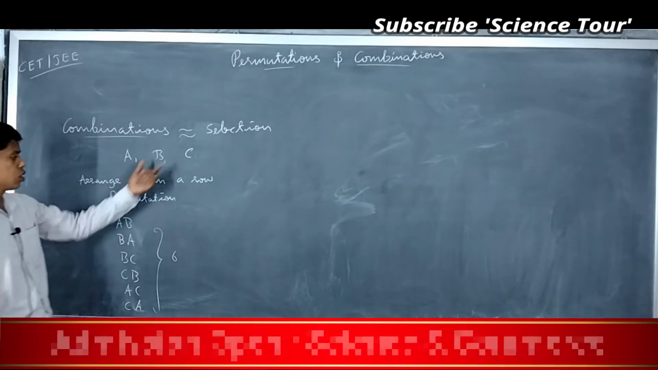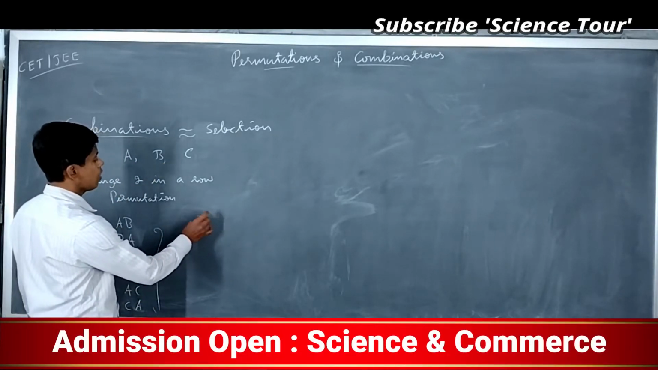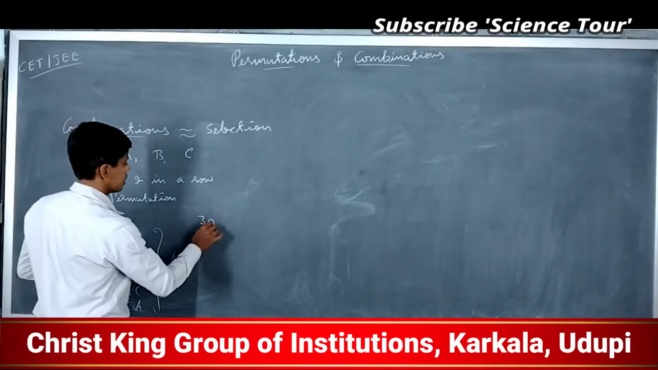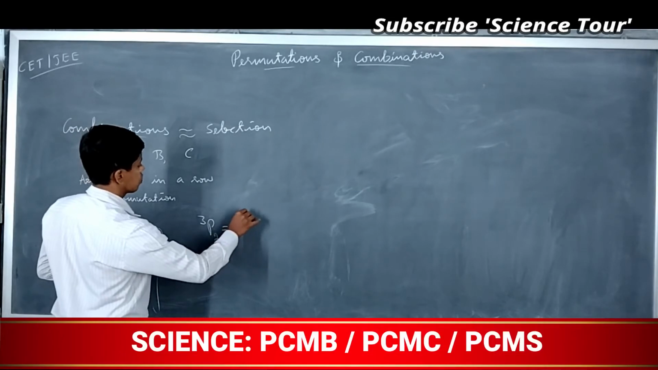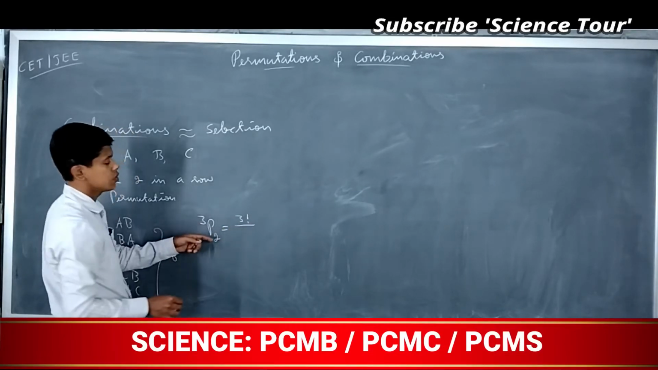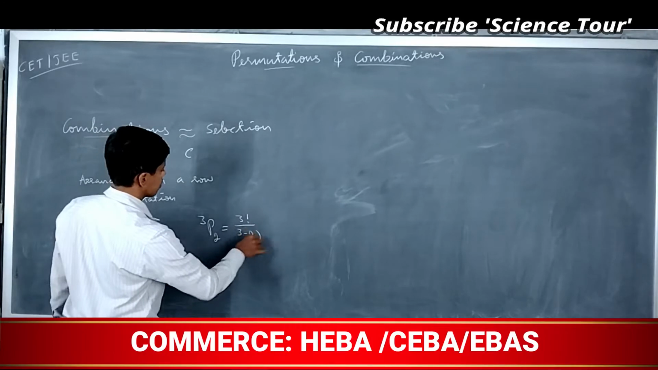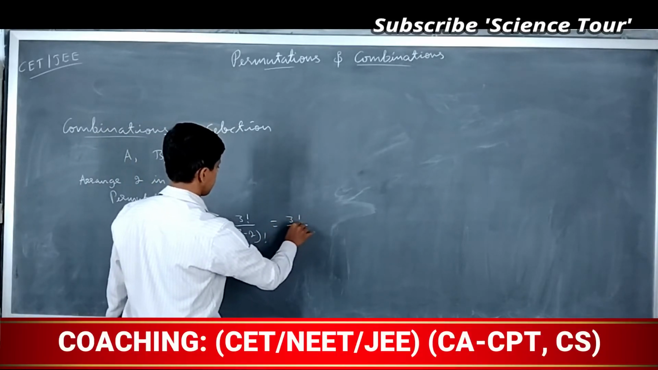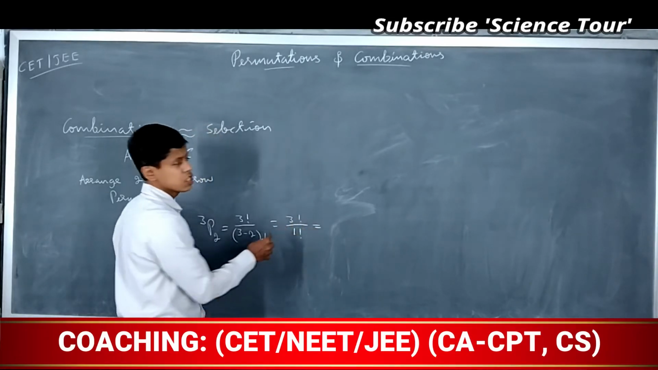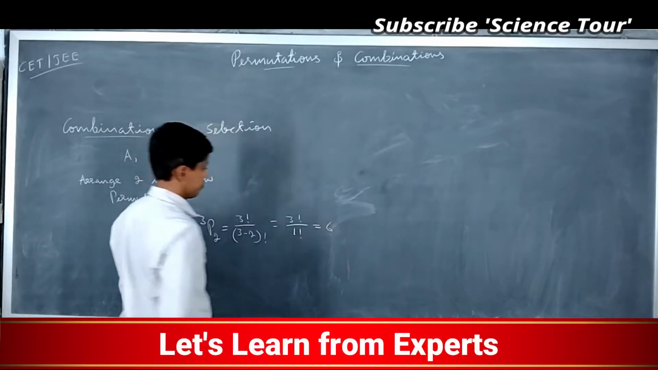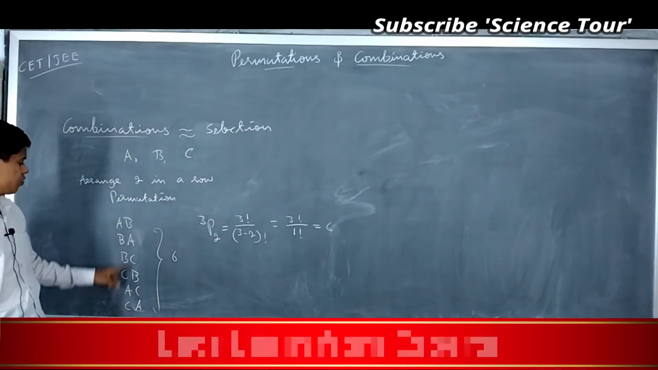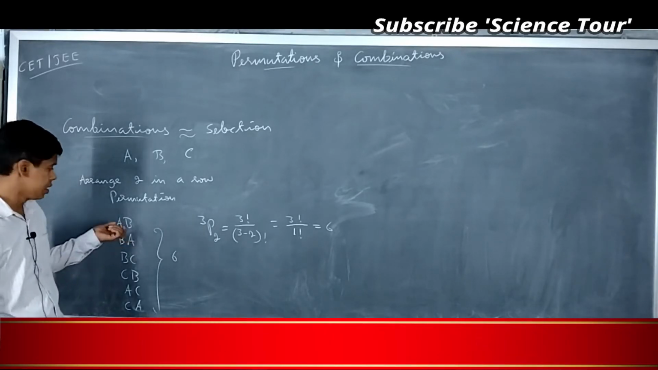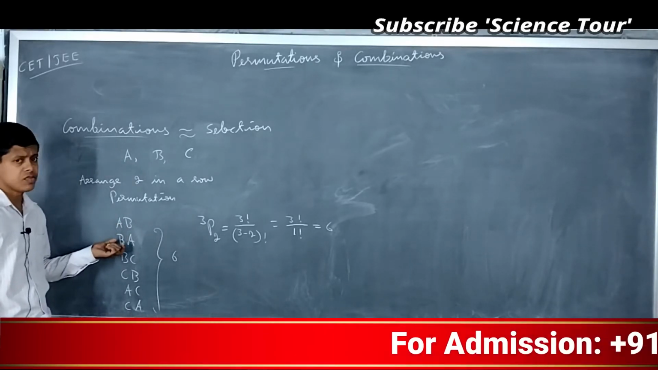Out of 3 students, you have to permute 2 students at a time. So what is the formula? n factorial divided by n minus r factorial, 3 minus 2 factorial, which is nothing but 3 factorial divided by 1 factorial, which is 3 into 2 into 1, 6. So therefore you will get 6 different arrangements. AB and BA are 2 different arrangements. Here A is in the first place, here B is in the first place.